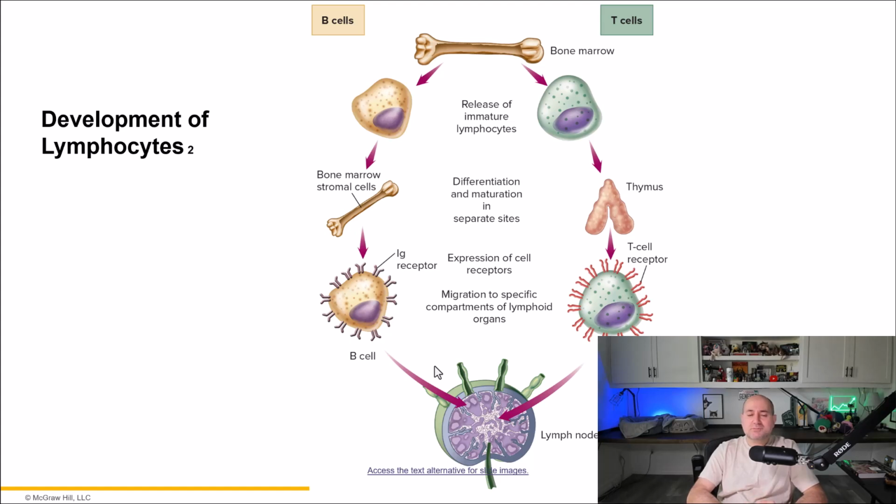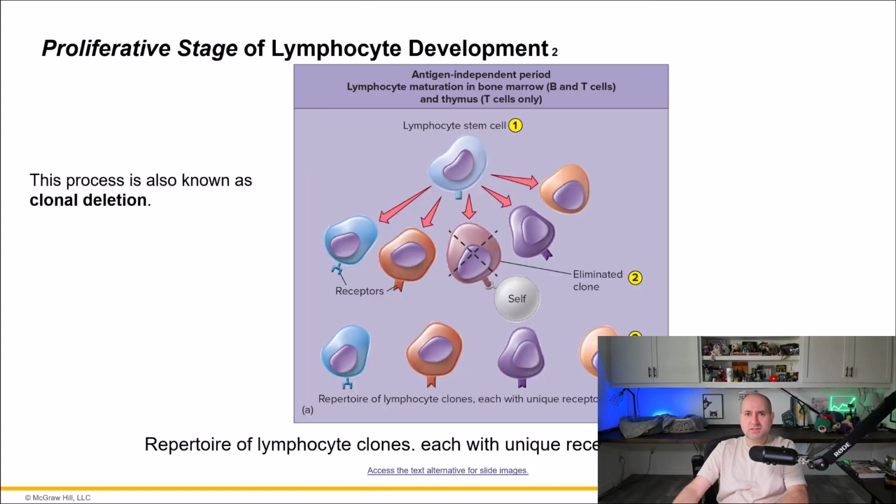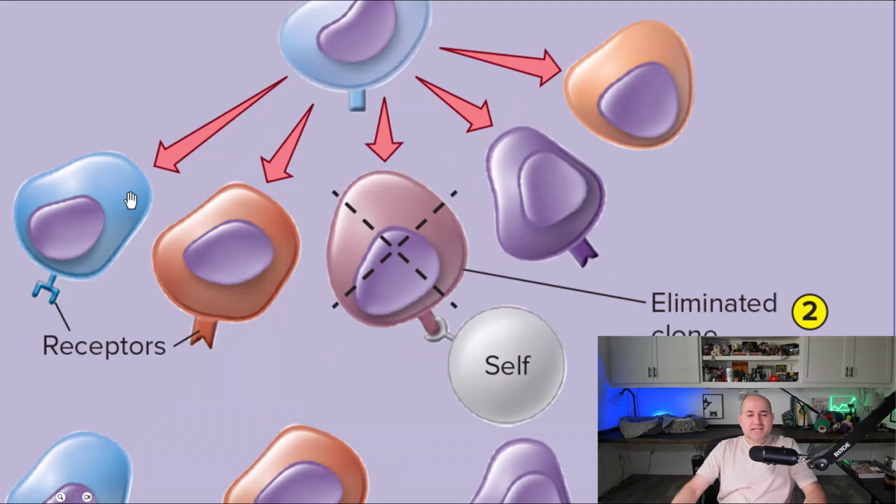Let's talk about that. What's happening in the bone marrow or the thymus during the maturation process? So here is what's happening during the maturation process. This process is known as clonal deletion. So what's going on? During maturation, B cells or T cells, pretend these are either B cells or T cells, are formed. And remember, each gets a specific key. That's why these receptors look different. Each one has a specific variable region on its receptor.